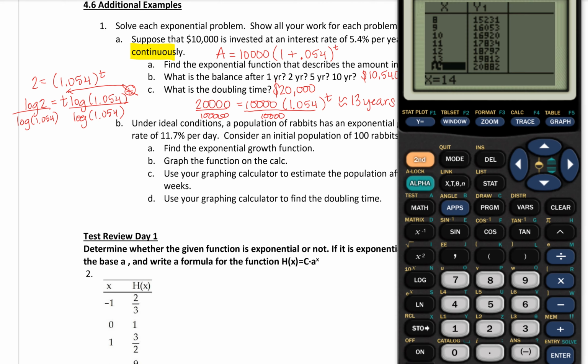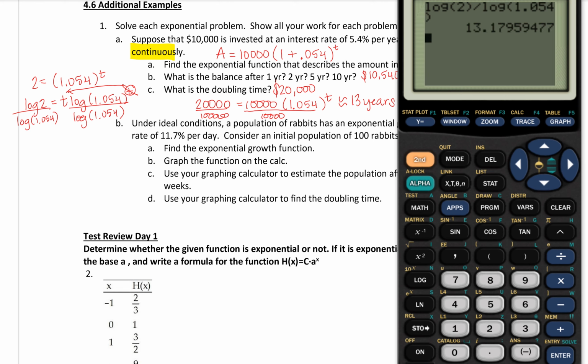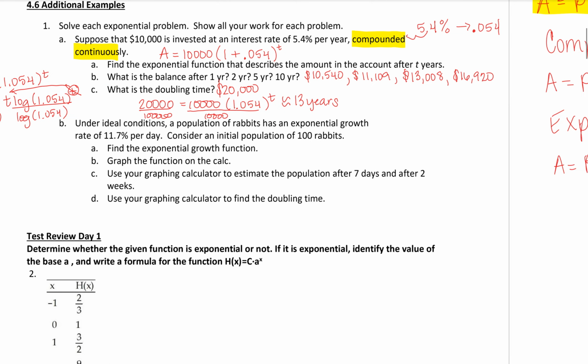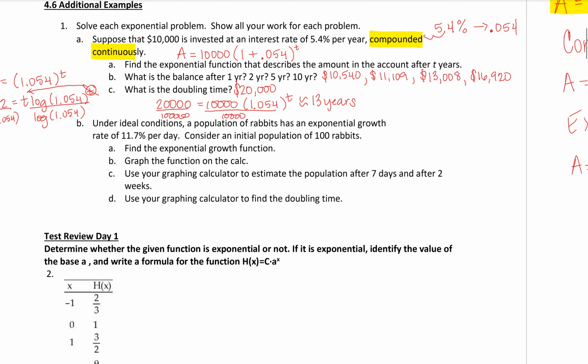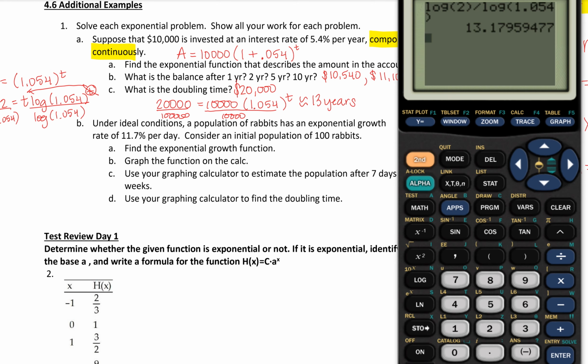And we're going to go into the calculation portion. So we're going to hit second quit to get us out of everything. All right, and we're going to do log 2 divided by log 1.054. Close the parentheses, hit enter, and we actually get 13.179. Remember, if we're doing the exact, we want 3 decimal places, so 13.179, that 5 rounds that 9, which of course just becomes 13.18, right?